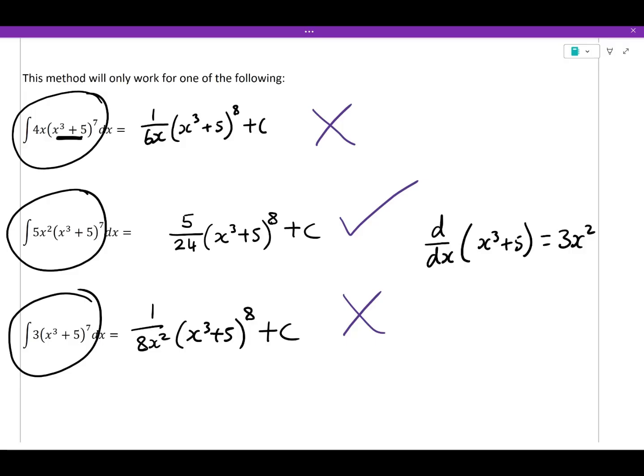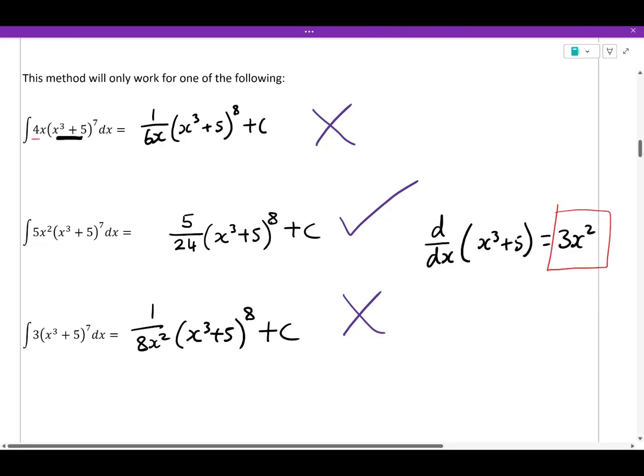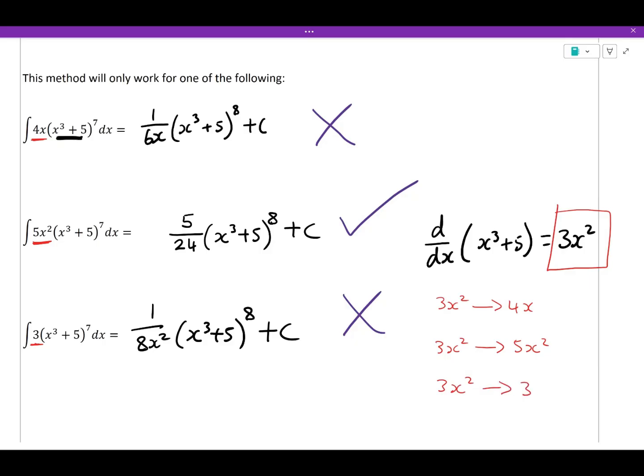Now what I'm going to do is compare this 3x squared here with what is multiplying my bracket in each instance. So we got 4x here, we got 5x squared here, and we've got 3 there. So I'm going to compare 3x squared to 4x, I'm going to compare it to 5x squared, and I'm also going to compare it to 3. And the comparison you're trying to do is you're asking yourself, in each instance, do I need to multiply by something that involves x, or do I need to multiply by something that's just a numerical value?